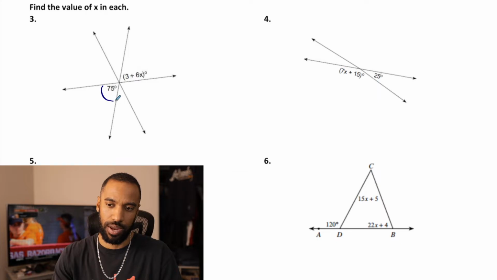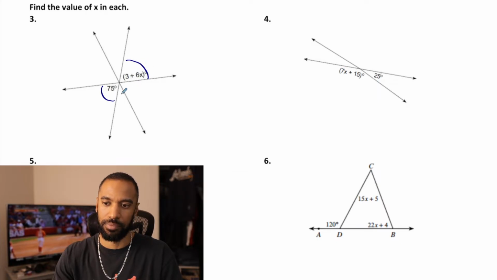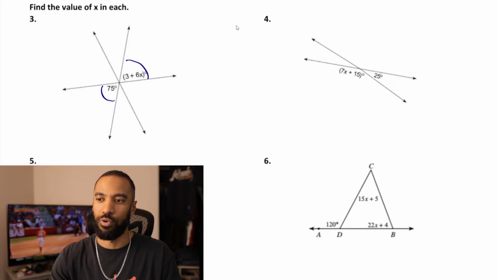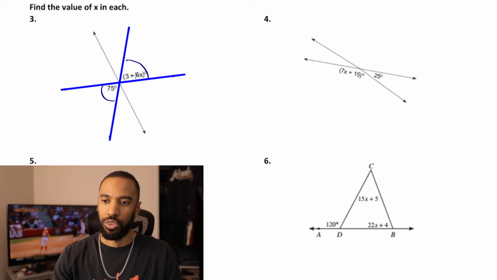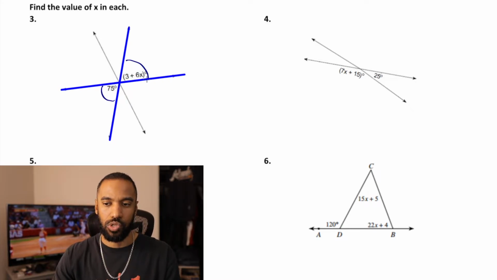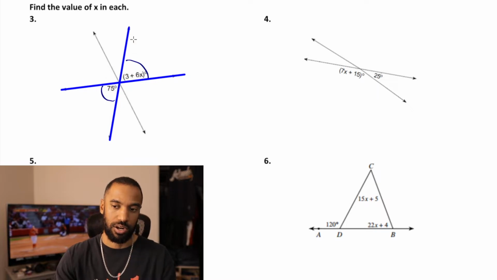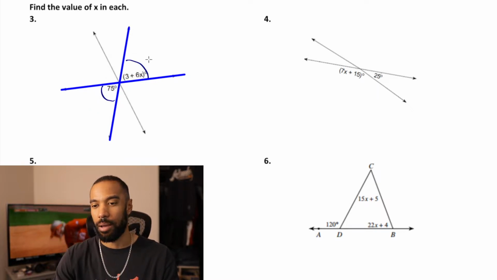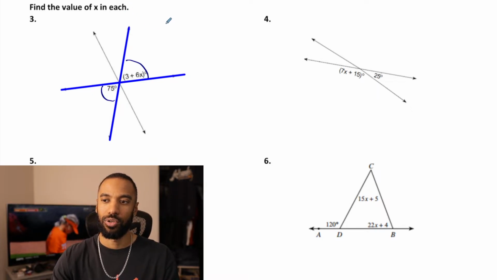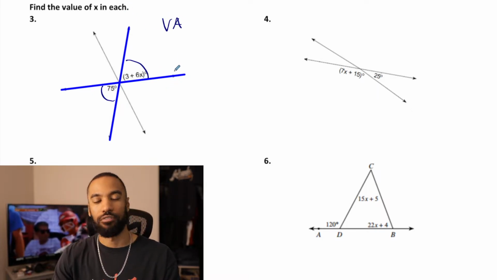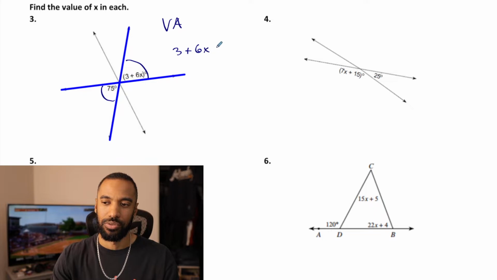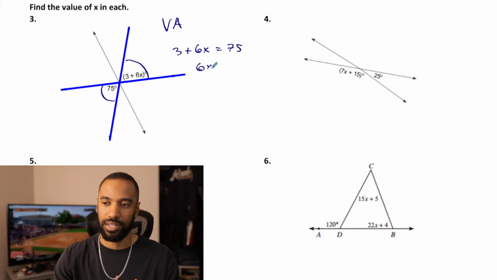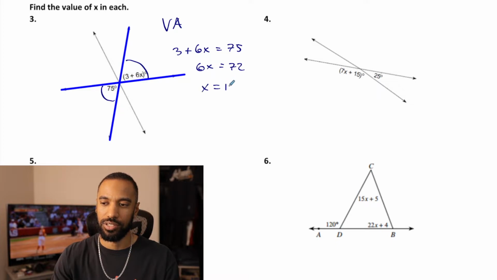I have a 75-degree angle right here, and a 3x plus 6 degree angle right here. The 75-degree angle is formed by this line and this line. The 3 plus 6x degree angle is also formed by the exact same two lines. That means to me, this line is irrelevant. This line means nothing to me. All I want to focus on are the two blue lines. And what are we looking at when you have angles opposite each other? When two lines intersect, you're looking at vertical angles. What's true about vertical angles when two lines intersect like that? They are congruent. So I will set those equal to each other. Subtract 3, divide by 6, you get x equals 12.